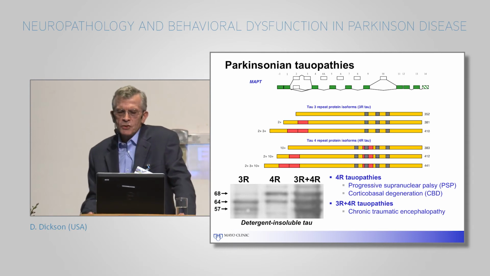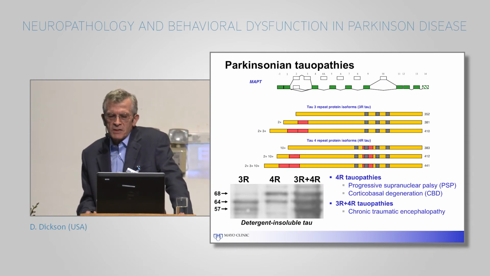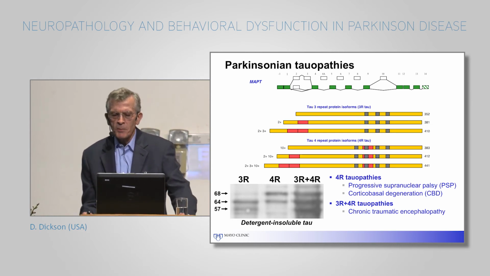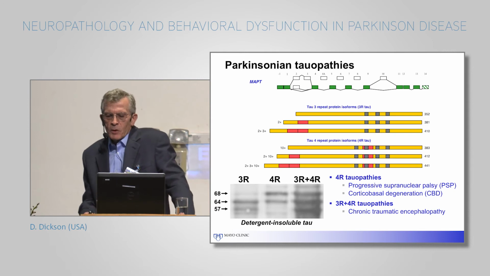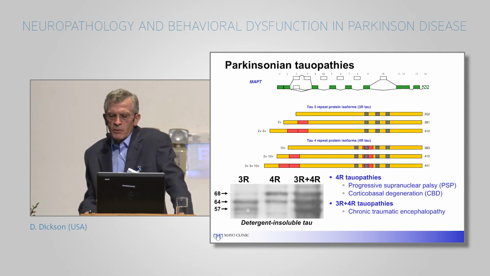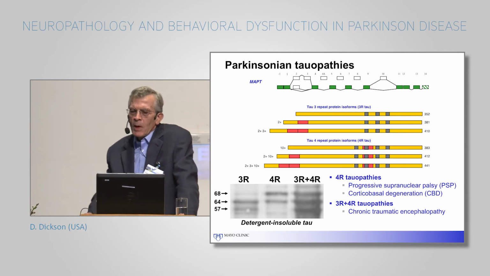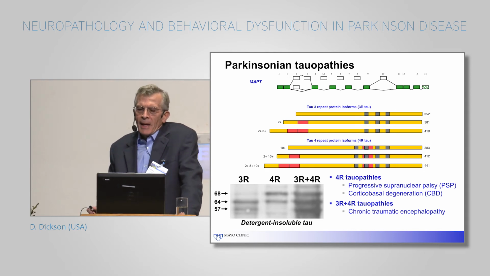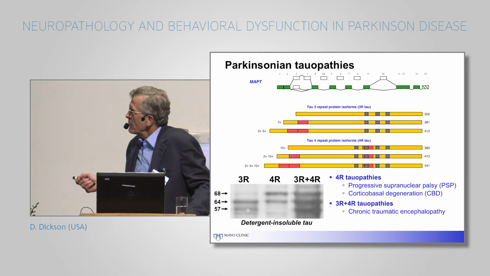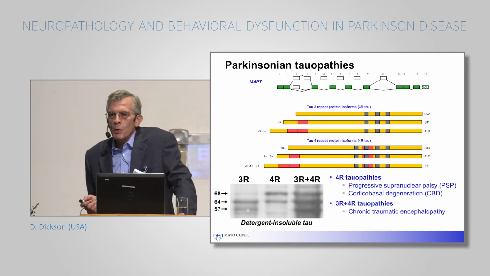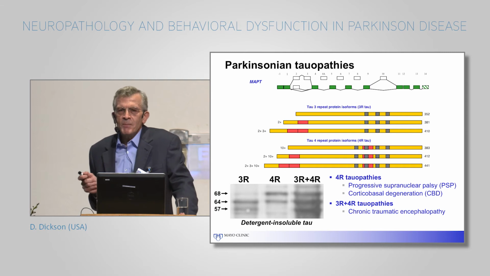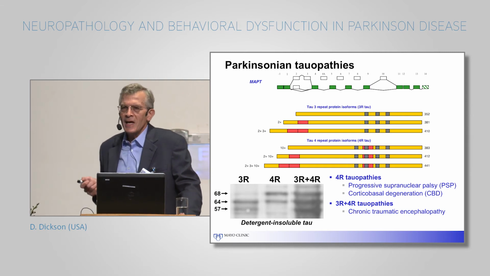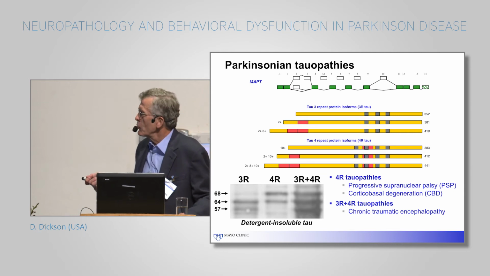I want to turn to Parkinsonian tauopathies and discuss three main Parkinsonian tauopathies: progressive supranuclear palsy, corticobasal degeneration, and then CTE. The tauopathies are all associated with accumulation of tau protein in neurons and glia, and they're due to selective accumulation of abnormal forms of the tau protein that can be detected with biochemical methods if you homogenize brain tissue and then look at insoluble proteins.